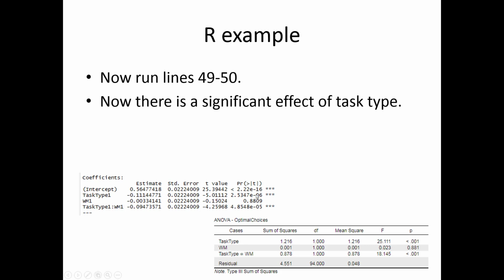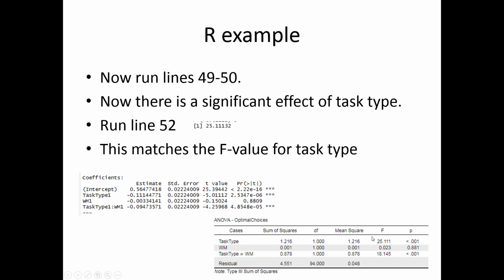So now there's a significant effect of task type. The t-value is negative 5.01. Okay, if we square that value, it looks like it's probably going to match or come pretty close to this F value. So t squared looks like it's going to be equal to F. We run line 52 to check that. Okay, and indeed we get 25.111, and that's the same exact value we get for the F value. Okay, so it matches the F value for task type.